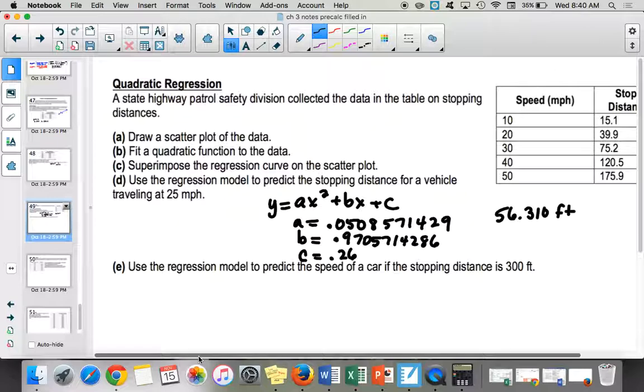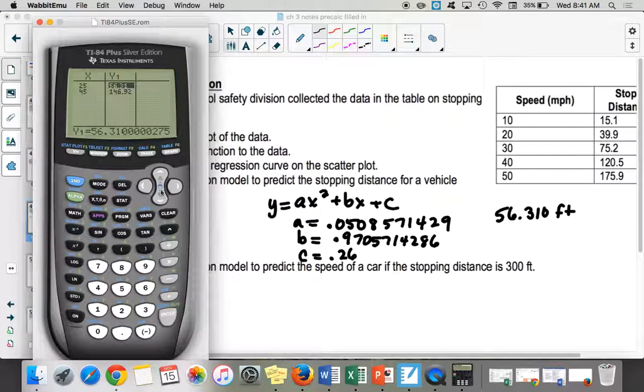All right, and then E, use the regression model to predict the speed of the car if the stopping distance is 300 feet. So now we're going the opposite way. Okay, a little bit harder. So you could estimate on your graph. You can look at the graph and be like, oh, where's 300? But it's kind of hard. We don't have any numbers over here. So what we can do is under our y equals, we could put 300 for y2, and we can find where it's crossing.